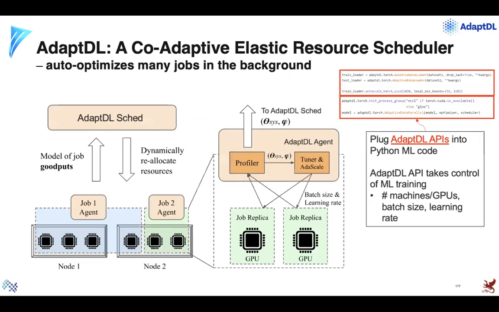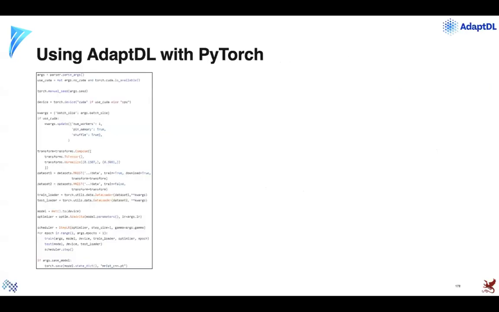Okay, so overall, AdaptDL is a cluster scheduler which can automatically determine the best amount of resources for each job sharing a cluster, and is able to adjust that number of resources on the fly. On the other hand, AdaptDL also automatically tunes each individual job sharing the cluster in order to take the best advantage of the resources allocated to it. In order to use AdaptDL, you only need to change a few lines of code in your Python training program, and AdaptDL will take over the resource scheduling and training. So as a user, it's actually very easy to incorporate AdaptDL into existing training code.